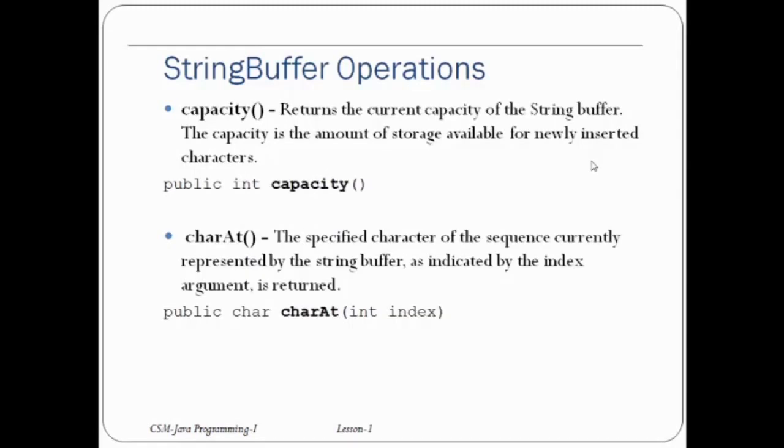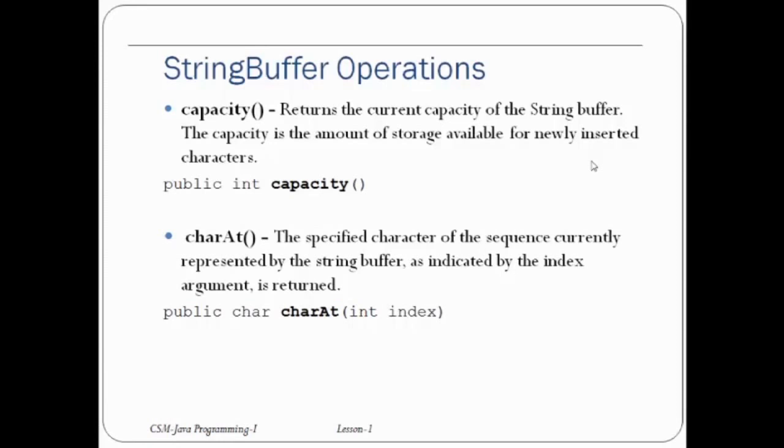Then we have a capacity method. It is used to return the capacity of the string buffer. The capacity is the amount of storage available for newly inserted characters. So it could be possible that the size of your string buffer is, let's say, 10. So the capacity will give you 10. But you can increase the capacity by simply appending to it.